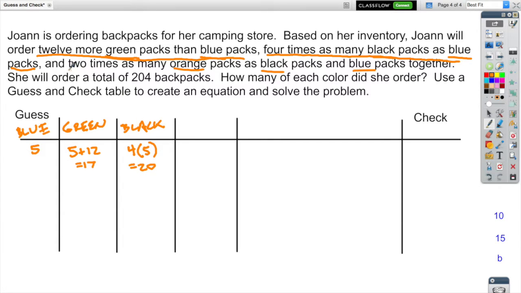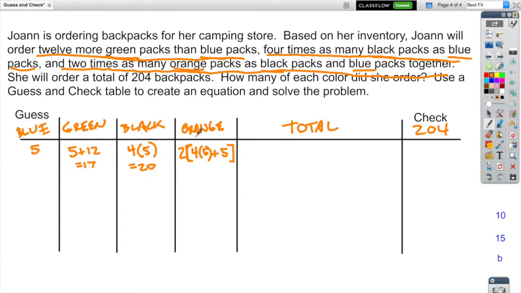All right, and then 2 times as many orange packs as black and blue put together. Here's where we really have to be careful. For the orange, she's going to take twice as many, so 2 times the black and blue put together. Black was 20, but just to stay consistent, I'm going to use the 4 times 5. I'll probably just change this to a bracket. So 4 times 5 plus the blue backpacks, which was another 5, and all that times 2. 2 times as many. All right. She orders a total of 204 backpacks.